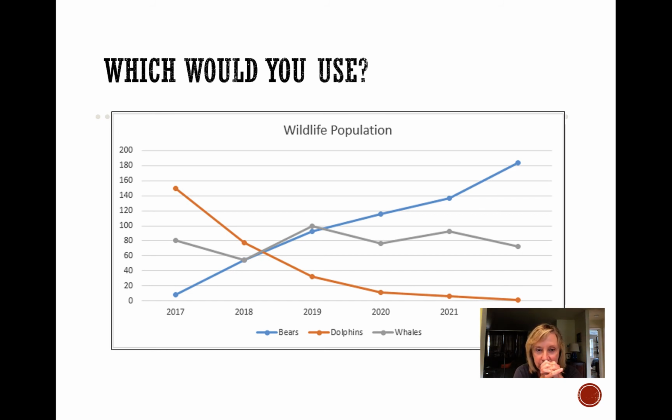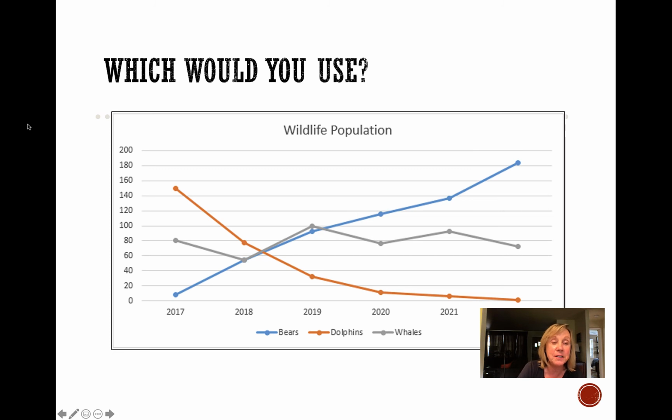So what we see here are the changes over time in the wildlife population between 2017 and 2022. We've got bears in blue, dolphins in red or orange, and whales in gray. And because this is not actually a real infographic, this is one that somebody just put together, what's missing from this timeline? What is missing from this line chart? What information is missing?